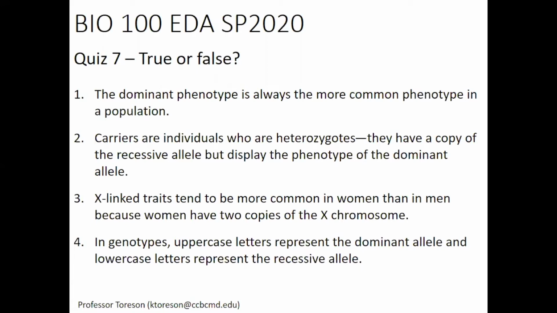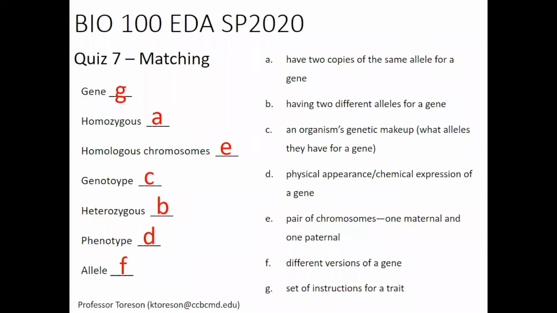Number 4, in genotypes, uppercase letters represent the dominant allele and lowercase letters represent the recessive allele. This is true. As far as the matching terms, gene is a term that we have seen previously this semester. Genes are a set of instructions for a trait.